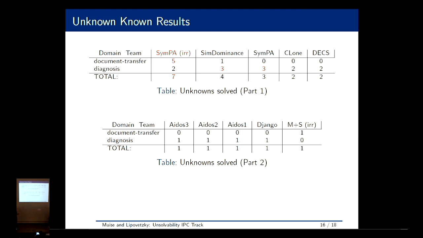In terms of unknown knowns, there were some problems that we didn't know whether they were solvable or unsolvable, and thanks to some of these planners, we had an answer. So this is just to show that, for example, Simpa was very good at discovering document transfer problems that we didn't know the answer to. And for diagnosis, we had SIM dominance and Simpa without the R. They were also helpful in finding some answers for unknown domains. So it was also useful just as a by-product to figure out some answers that we didn't know.